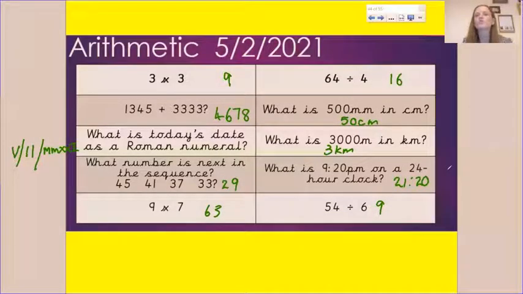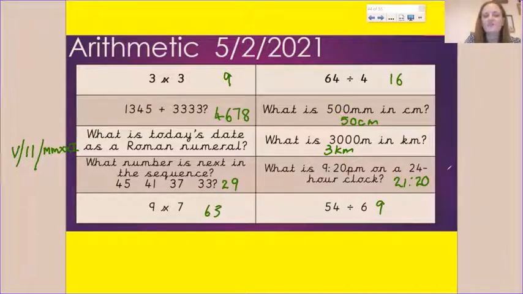Right, so we're going to go through some of our answers now. And I will just read down the page. So 3 times 3 is 9. 1,345 plus 3,333 is 4,678. What is today's date as a Roman numeral? So if we have to break it up, we've obviously got a 5, a 2, and a 2021. So 5 is V, 2 is II, and then the 2000 would be MM. 21, we've got XXI.